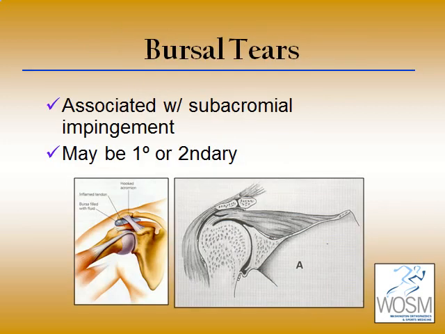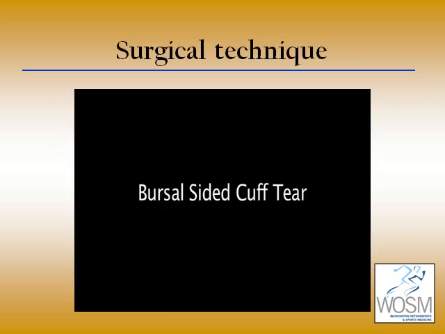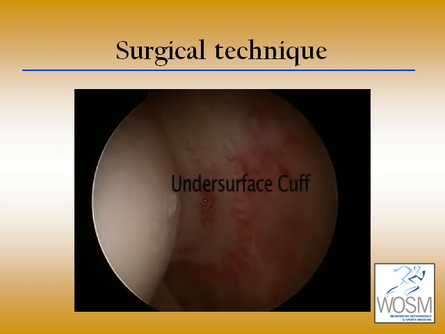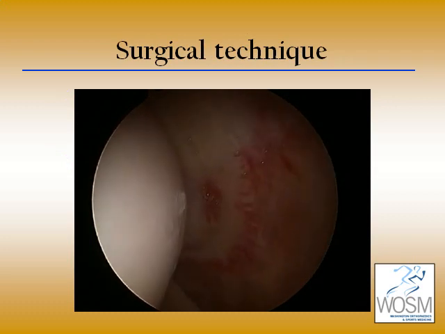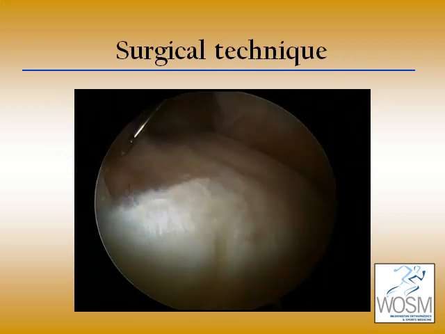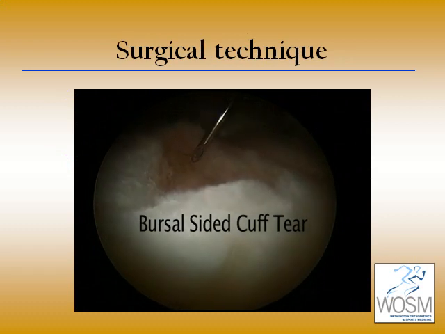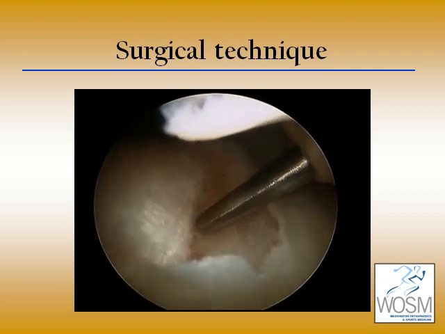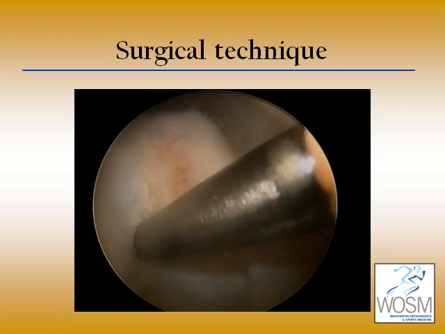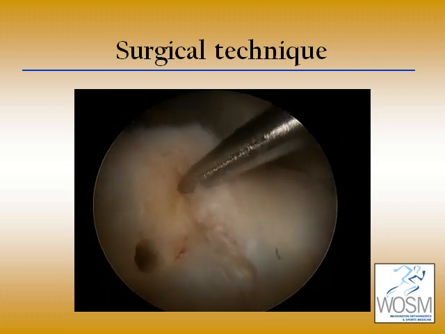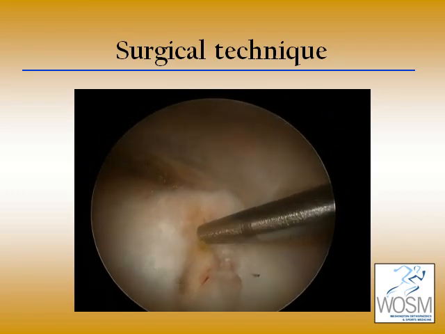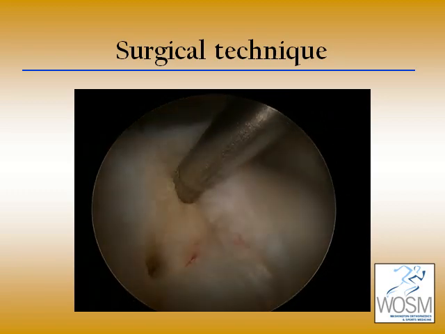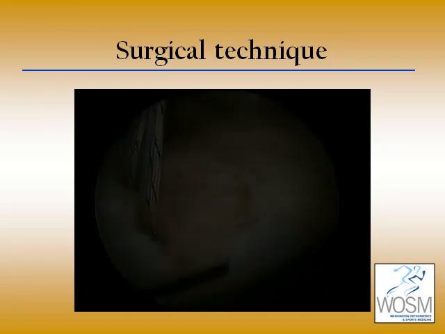Bursal-sided tears are different. They may be associated with subacromial impingement. It may be a primary problem or it may be secondary. This is an example of the technique that we use in a bursal-sided tear. Here, the undersurface of the cuff is pristine. When we place the scope in the bursal side, however, this subacromial space allows us to view a partial thickness triangular shaped tear. We're going to preserve the articular-sided margin, and we're going to establish 2 holes here with the use of this punch in which we're going to insert suture anchors.